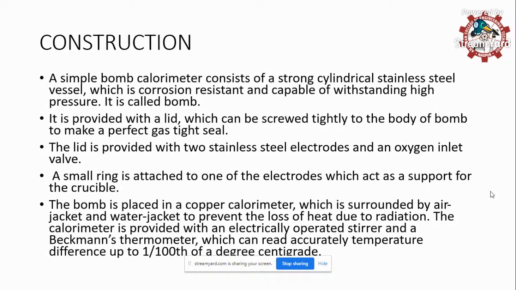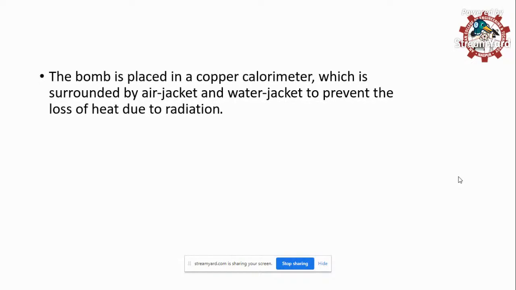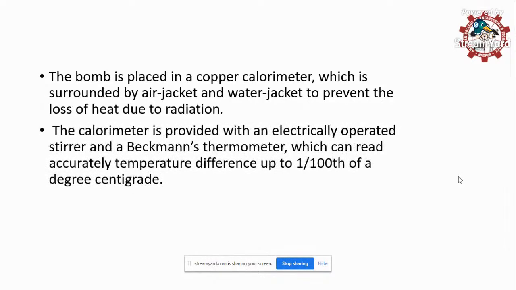The bomb is placed in a copper calorimeter, which is surrounded by an air jacket and a water jacket to prevent the loss of heat due to radiation. The calorimeter is provided with an electrically operated stirrer and a Beckmann thermometer, which can read the temperature difference accurately up to 1/100th of a degree centigrade.